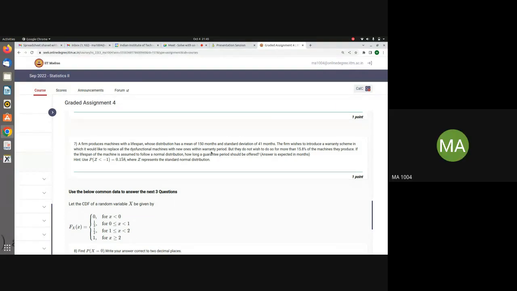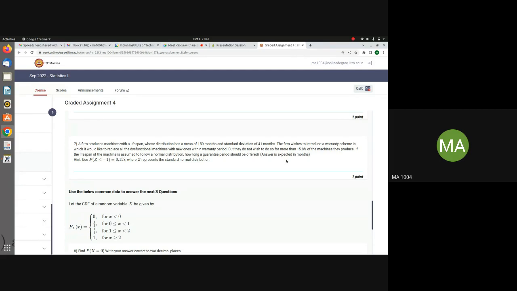Okay, so 15.8%, right? The hint is also given there: the probability of Z less than -1 is 0.158. Here, X is a random variable, and it is given that mu is 150 months and the standard deviation is 40. You have to find the probability that X should be less than 15.8.